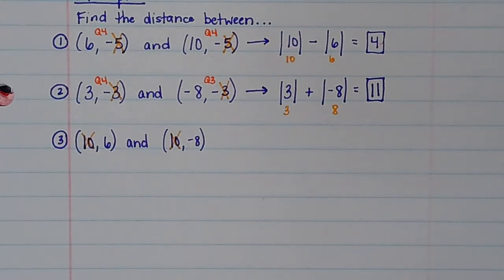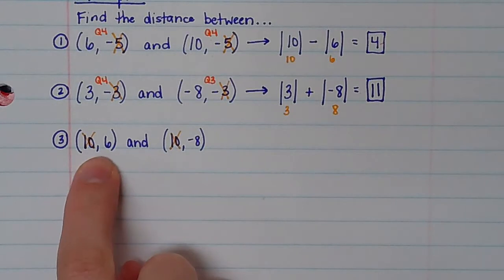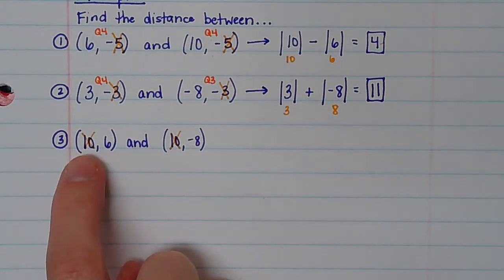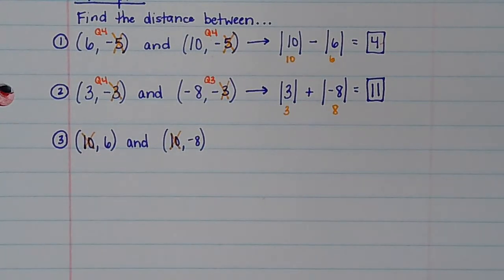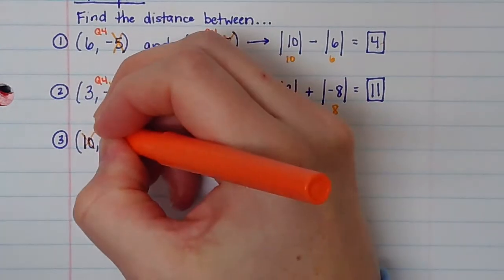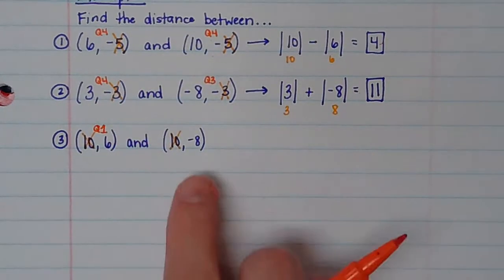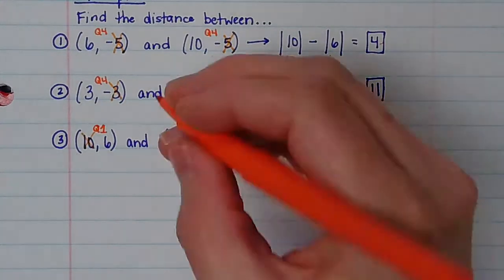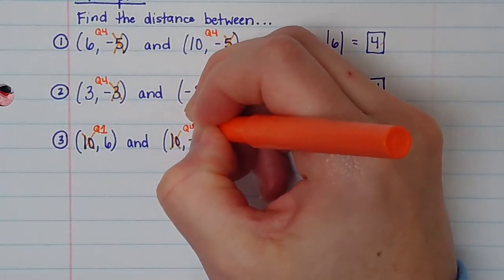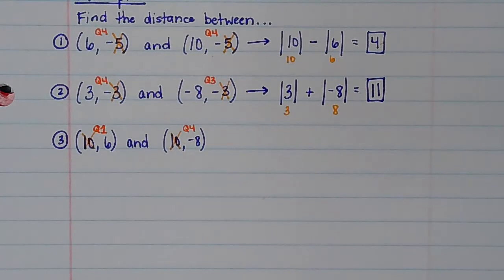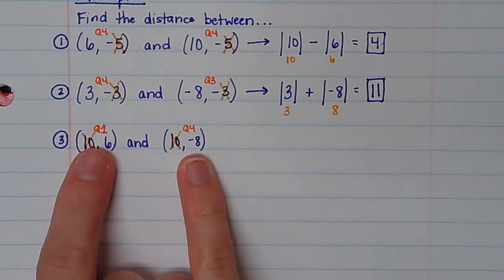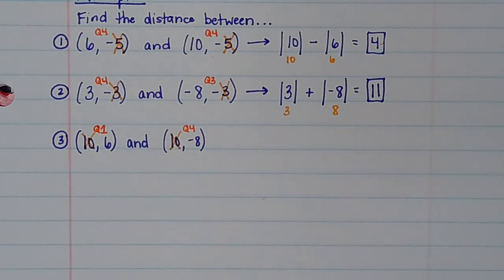Okay, so I'm going to get rid of it because I don't need it. Okay, and then let's see what quadrant they're in. This one is positive, positive, so that would be quadrant 1. Okay, this one is positive, negative, so that would be quadrant 4. Okay, different quadrants. One's in 1, one's in 4, so they're in different quadrants.